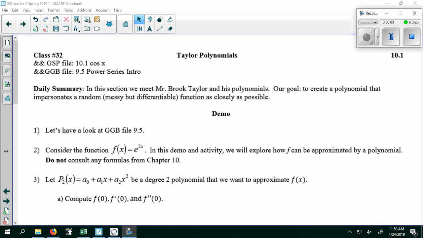Okay, so we're going to talk about Taylor polynomials. We're going to start by looking at a GeoGebra file. Open this up.